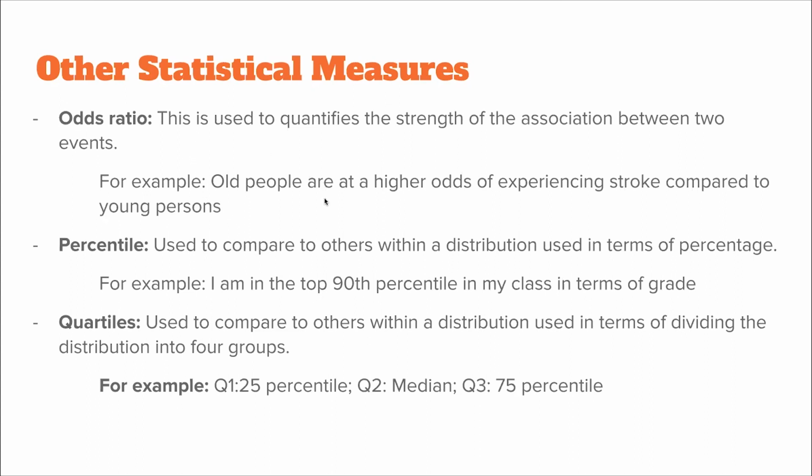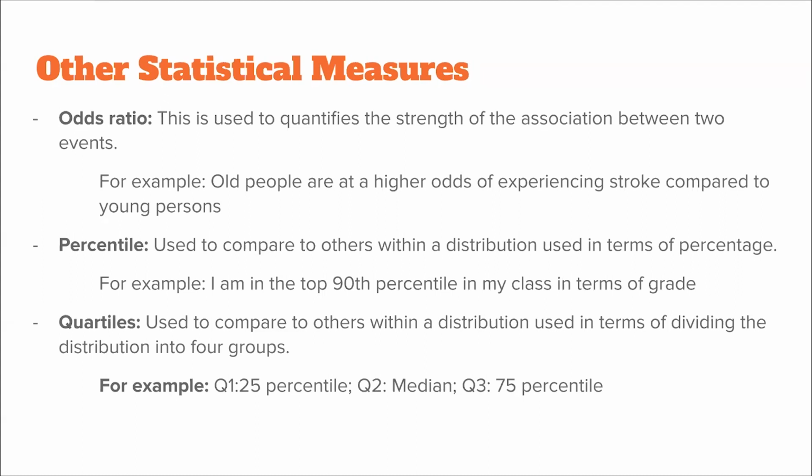So this is used to quantify the strength of the association between two events. For example, old people are at higher odds of experiencing stroke compared to young persons. So understand these terms: odds, likelihood, risk. Most times when you look at odds ratios, they say maybe 50% more likely to experience stroke compared to young persons. So that is comparing two groups together.